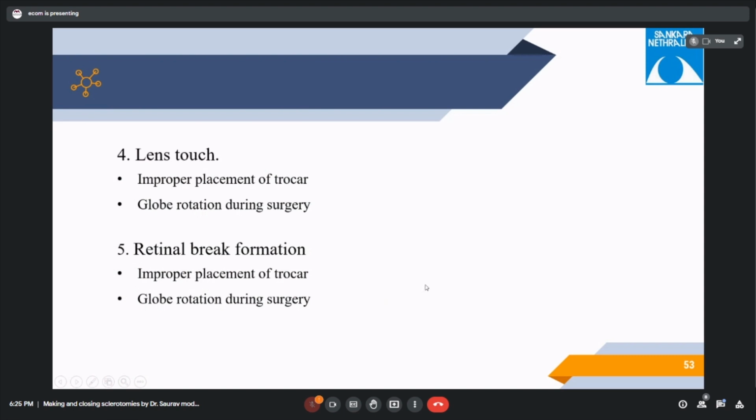During globe rotation, it can damage the retina, and also during the wound healing stage of the sclerotomy, if any vitreous wick gets stuck in the intrascleral tunnel. With the healing, they result in the contraction of the vitreous wick, causing retinal break formation.